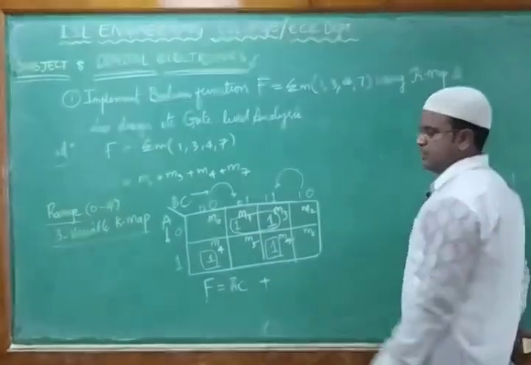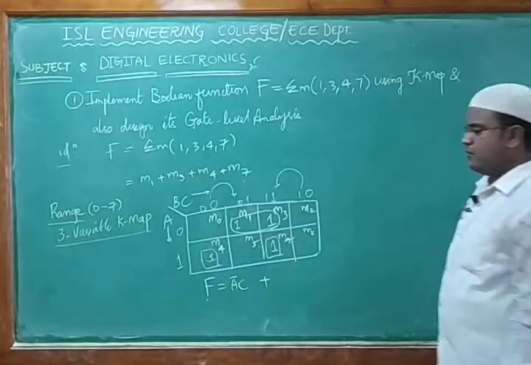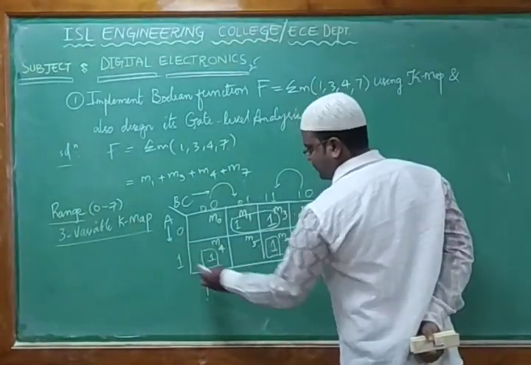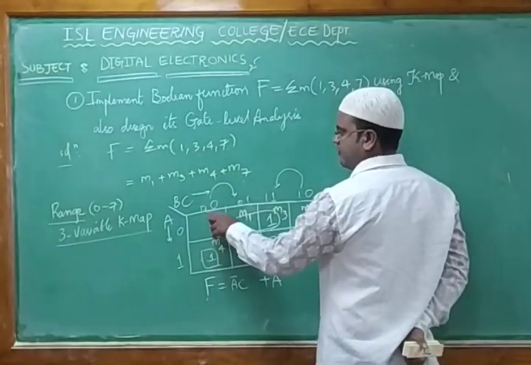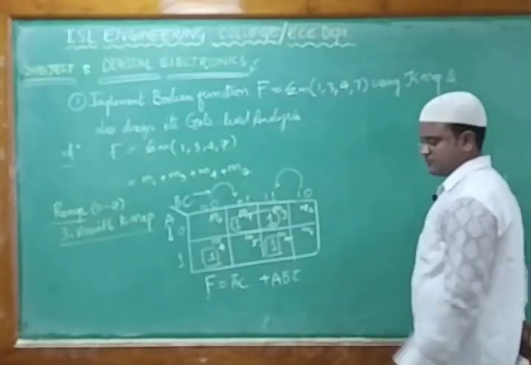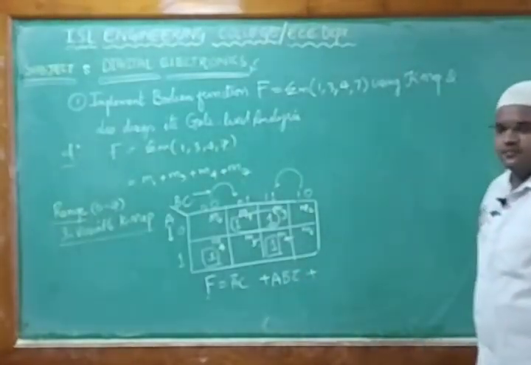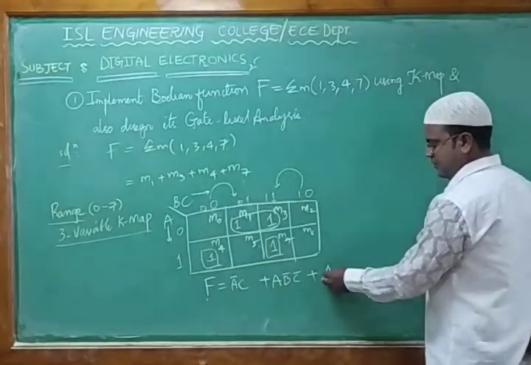Plus. Now this is single. We don't have any binary combination. For that we'll write the A value first. What is the A value? A is 1. That means it is A. Next, look at this one. What is this value? 0, 0. That means B bar and C bar. Plus, next, this again is 1. What is this value? A is 1, it's A.